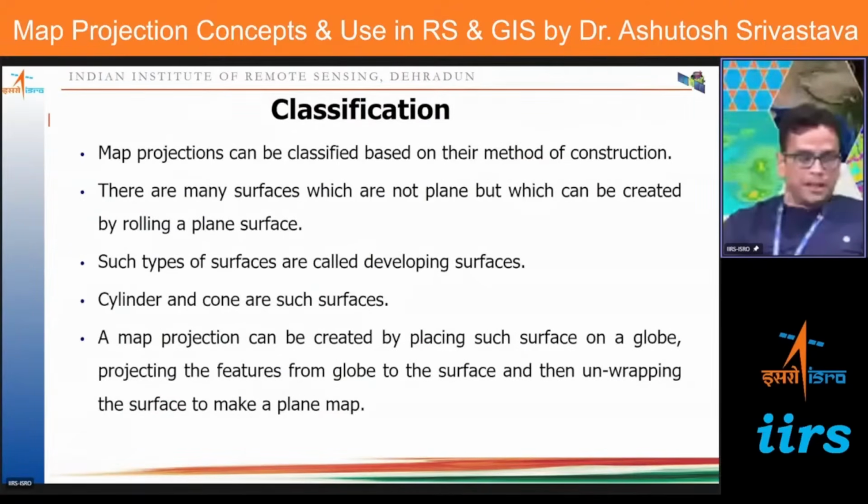Map projections can be classified based on their method of construction. There are many surfaces which are not plane, but which can be created by rolling a plane surface. Such surfaces are called developing surfaces. Cylinder and cone are such surfaces. As an example, we take one cylinder or cone, put it on the globe, project onto the wall of this cylinder, and then unwrap it. A map projection can be created by placing such a surface on a globe, projecting the features from the globe to the surface, and then unwrapping the surface to make a plane.